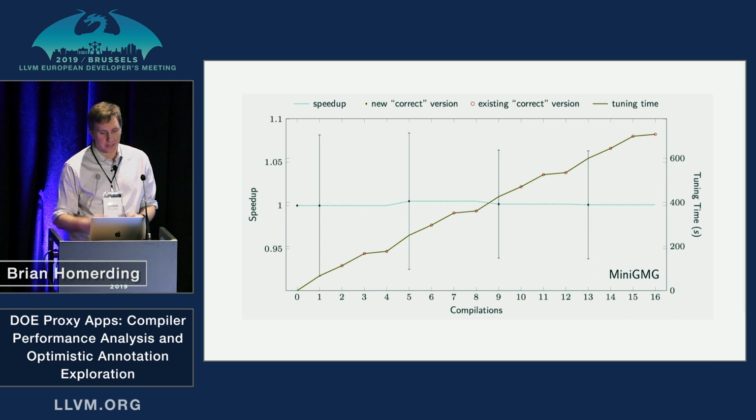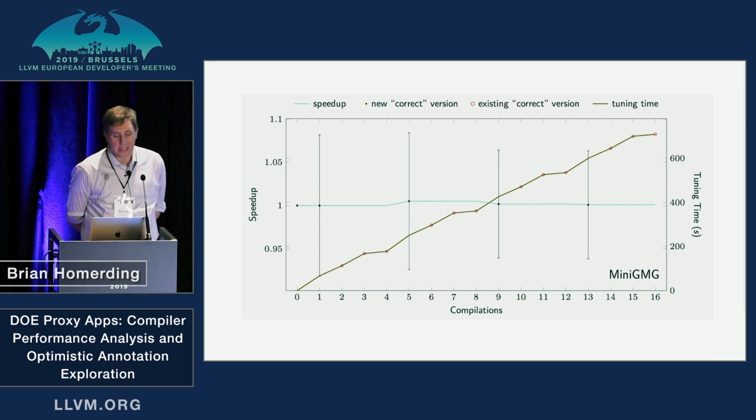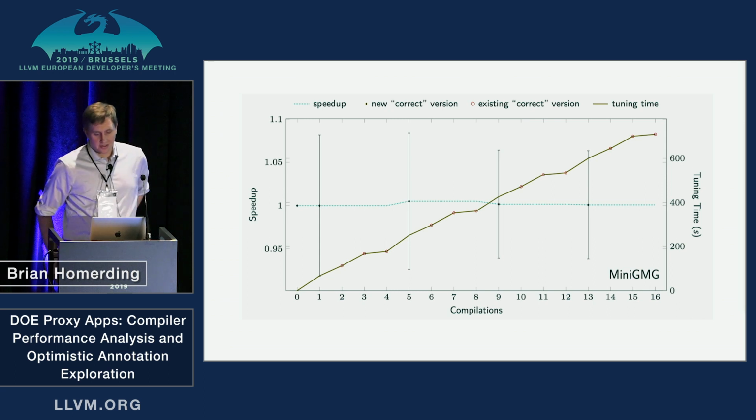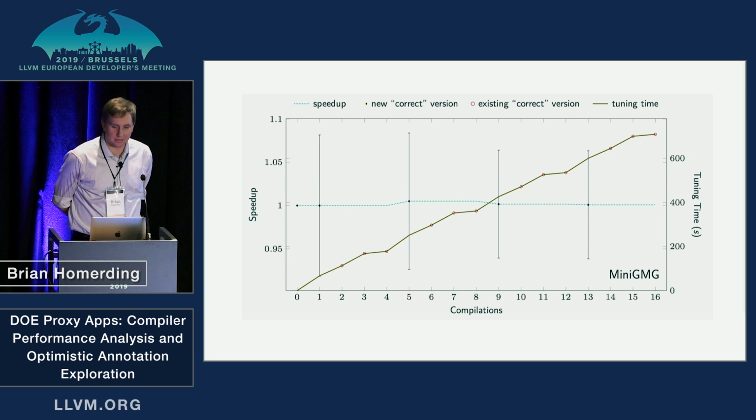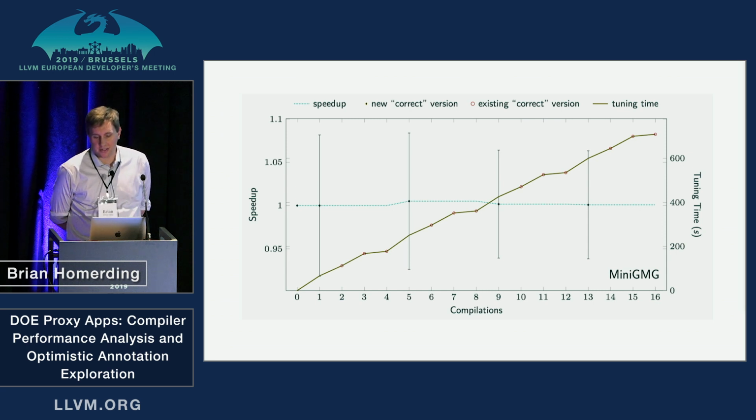And our final application that we looked at, MiniGMG, this is a fairly uniform graph. It produces 4 new versions, none of which have any effect on the performance. We get 16 total compilations that verify.